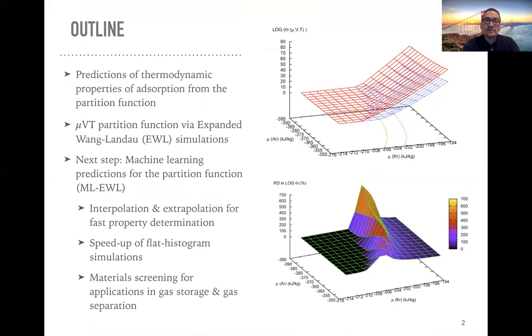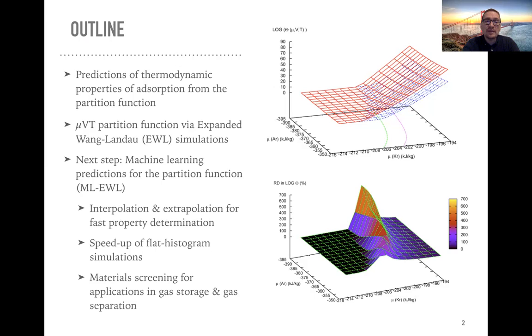So we are going to start by saying a few words about how we are going to obtain these thermodynamic properties of adsorption. We are going to do that through the prediction of the partition function. And the partition function, as we know from statistical mechanics, is going to allow us to access any type of thermic properties of a system, whether it's a fluid or a nano-confined system, like gas adsorbed in metal organic framework and covalent organic framework.